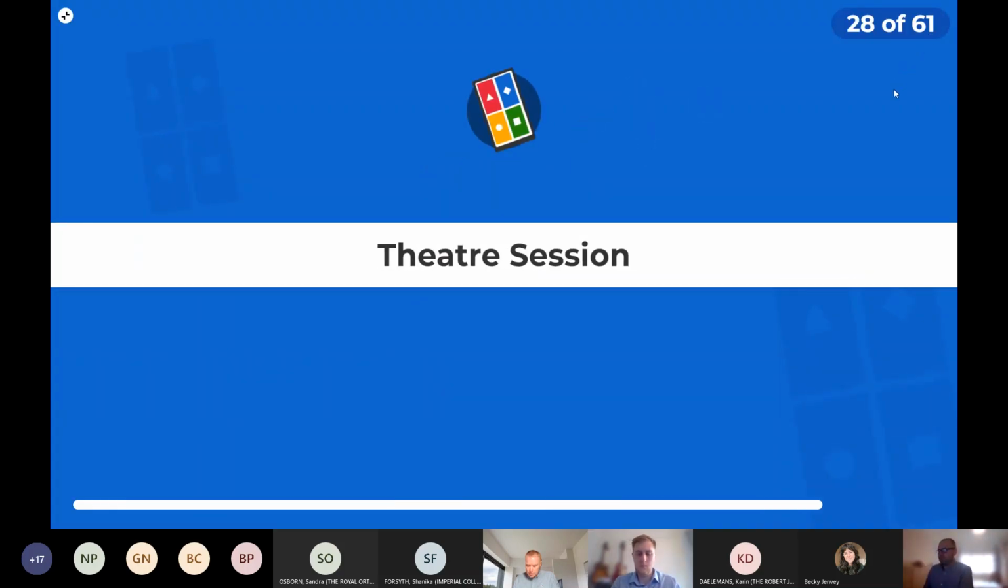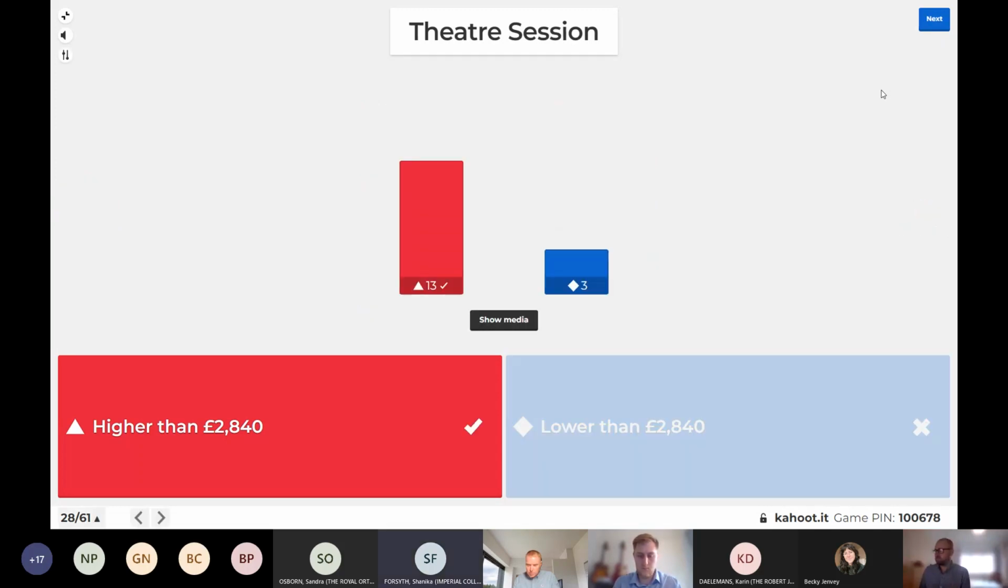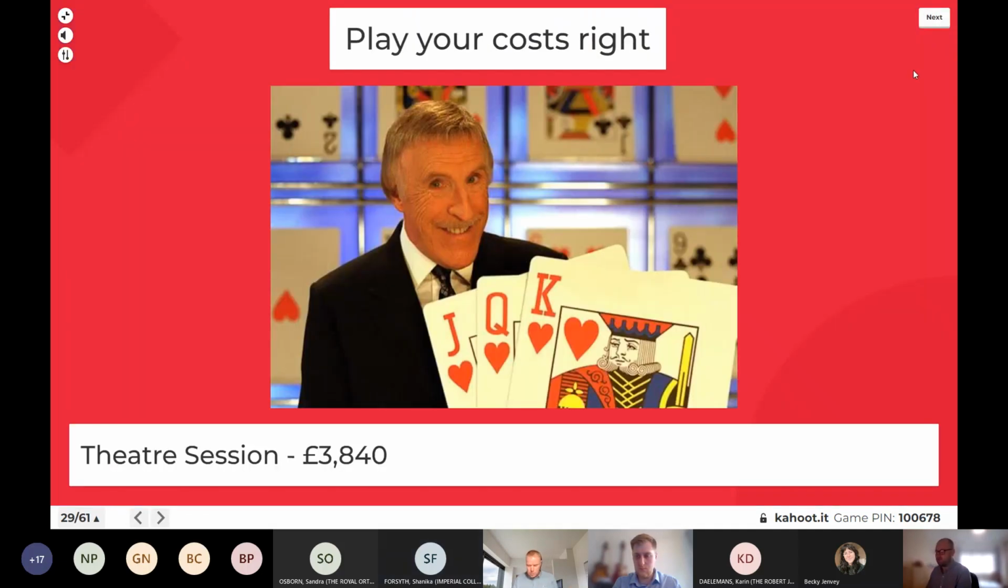And what about an average theatre session? So this is a 4-hour theatre session, higher or lower than £2,840? It's higher. That was 5 in a row. Neil's at the top. And that's £3,840, which is roughly about £16 per minute.